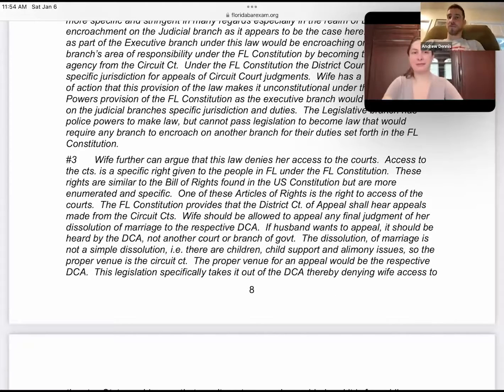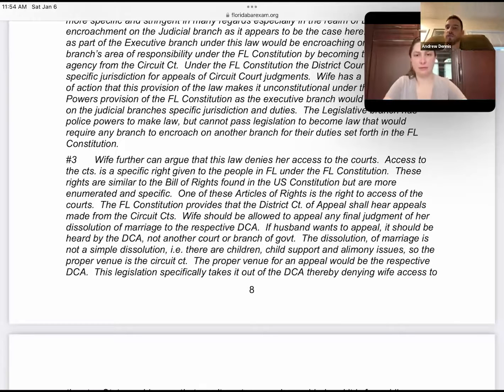Okay, access to courts. I did mention this, right? Wife can further argue that the law denies their access to courts. Access to the courts is a specific right to the people in Florida under the Florida Constitution. These rights are similar to the Bill of Rights found in the U.S. Constitution, but are more enumerated and specific. One of these articles of rights is the right to access of courts.